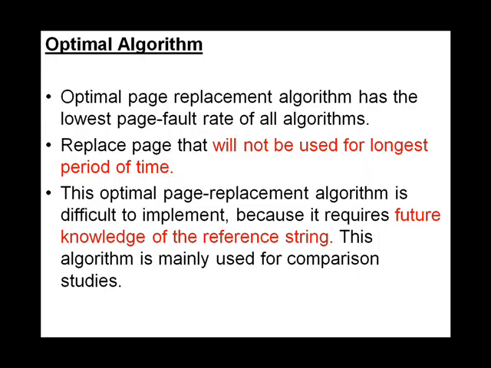Let us start. First we will see about the optimal page replacement algorithm and its advantages. Generally, the optimal page replacement algorithm has the lowest page fault rate of all algorithms. From this we can note that, compared to all other algorithms, it has the lowest page fault rate. In the optimal page replacement algorithm, the technique followed is replacing the page that will not be used for the longest period of time. This algorithm is difficult to implement because it requires future knowledge of the reference string. It is mainly used for comparison studies.